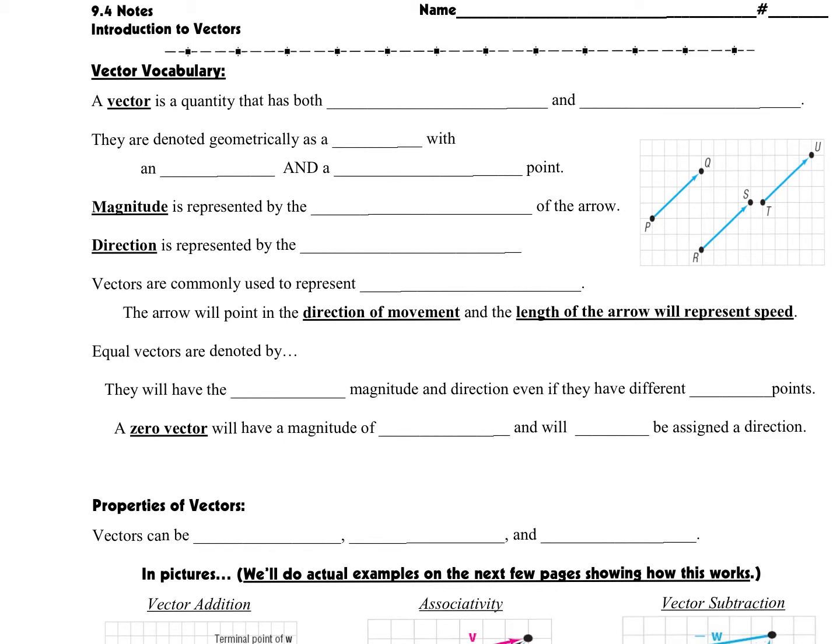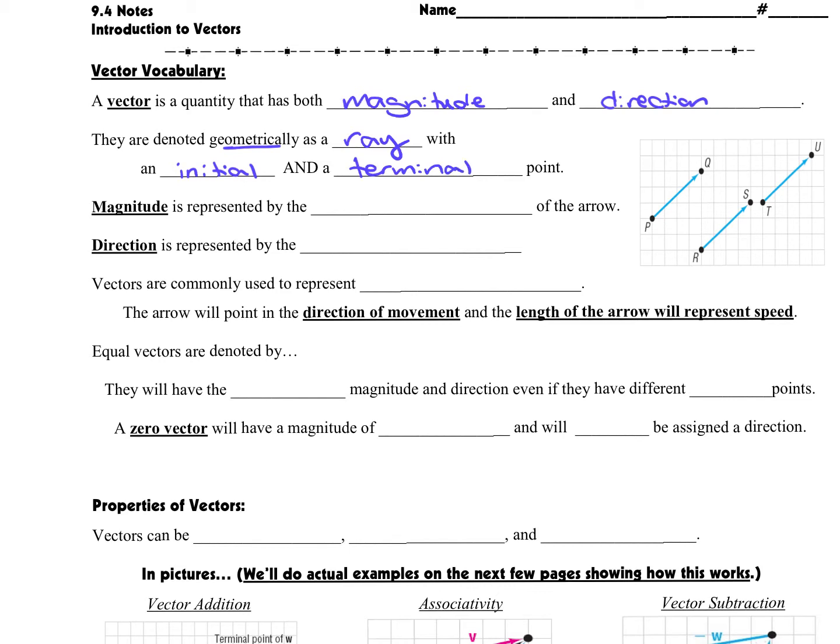So a vector is a quantity that has both a magnitude and a direction. Now, they're going to be denoted geometrically as a ray. Now, it's going to be slightly different than our rays from geometry. They will have an initial point, but our vectors will actually also have a terminal point.